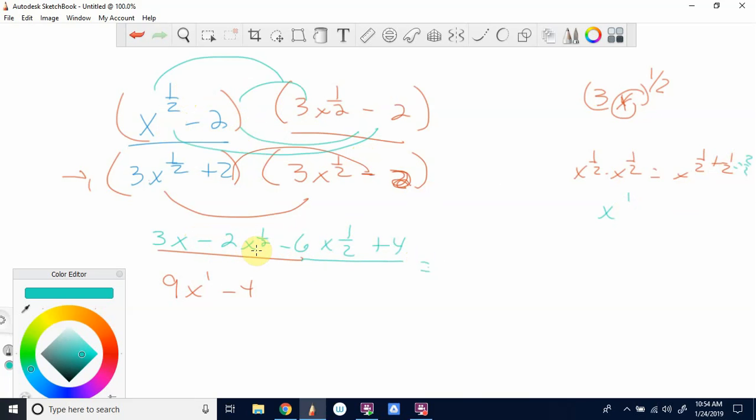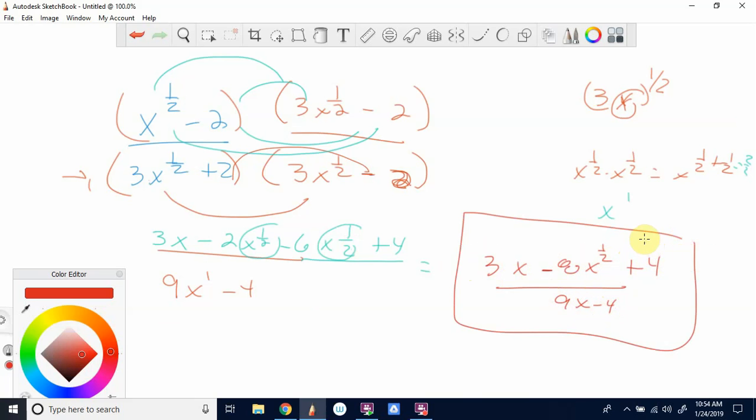So again, you're looking for like terms. These two are like terms. So you're going to simplify this to say 3x minus 8x to the 1/2 plus 4 over 9x minus 4. And please don't simplify. These 4's don't cancel out, nor do these 3's. That is simply your answer. Leave it in that form.